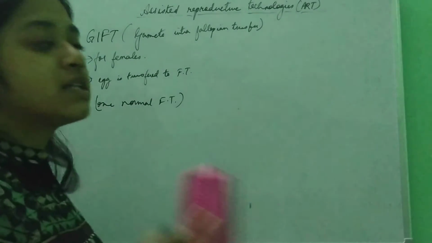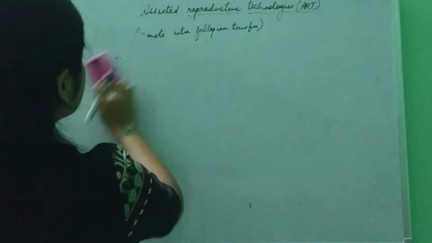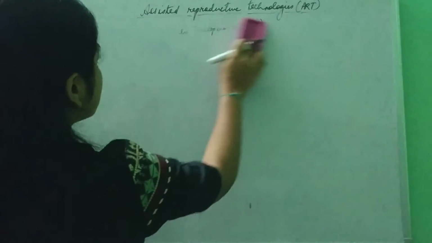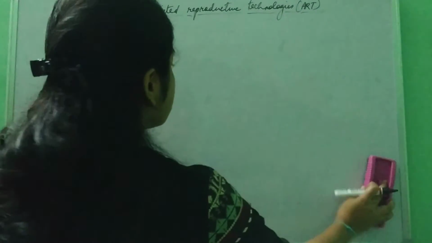So the first method, test tube baby, is generally done when the fallopian tube of the female is obstructed, something is wrong with the fallopian tube, or in case of males, if the sperm count is less.